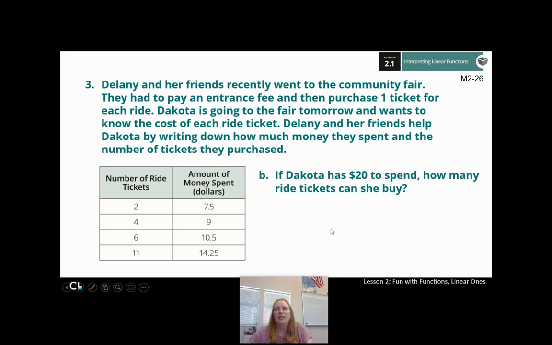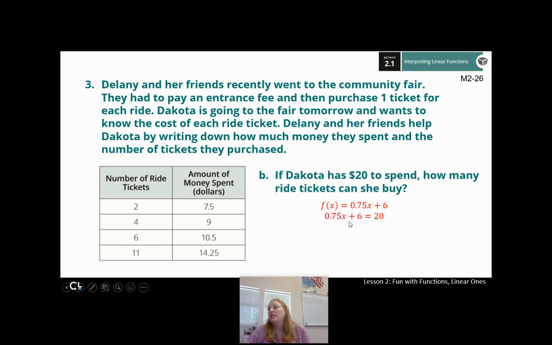All right, so this is going to be weird and you may not have done this, but I just wrote a little function because it's 75 cents per ticket plus another $6 just to get in. So I wrote it like this: 0.75 times X plus 6. So 75 cents per ticket, but you have to add on that $6 just to get into the fair. And she has $20 to spend. So I want to know when this is going to equal $20.